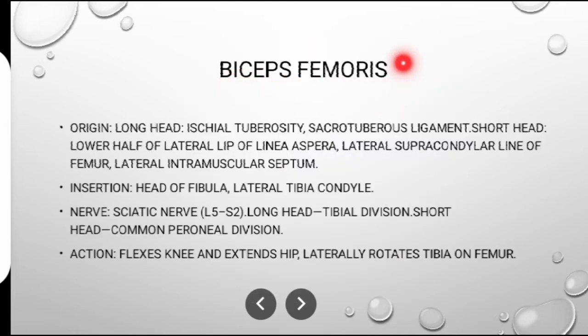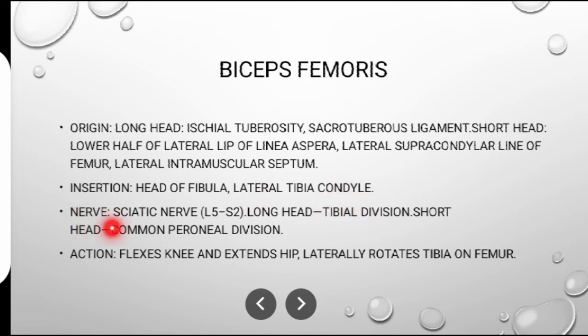Next muscle that is involved in hip extension is biceps femoris muscle. It has two heads, long head and short head. Long head origin from ischial tuberosity, sacrotuberous ligament. Short head origin from lower part of lateral lip of linea aspera, lateral supracondylar line of femur, lateral intermuscular septum. Insertion head of fibula, lateral tibial condyle.